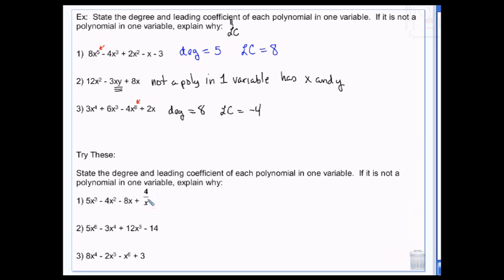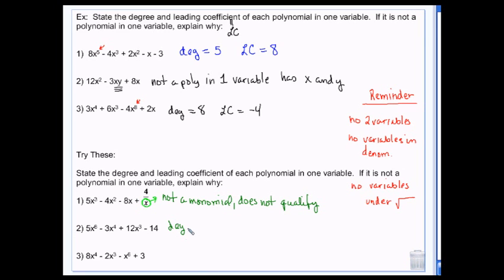The other thing, see how this x here is in the denominator? This is not a monomial, so this does not qualify as a polynomial. So you can't tell the degree or the leading coefficient. But you should be able to do 2 and 3. I think 2 has degree 6, and then leading coefficient is 5. Perfect. And how about 3? Degree is 6. Leading coefficient is -1.